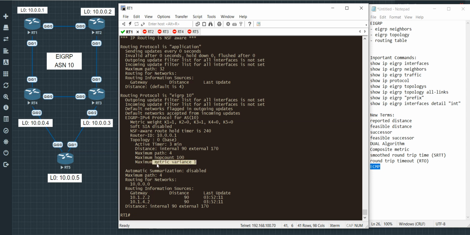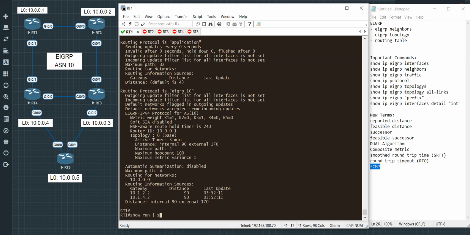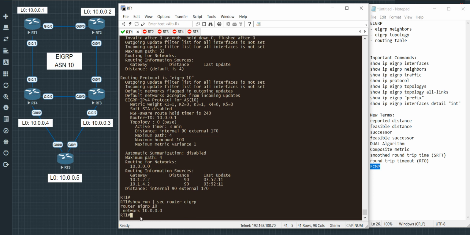The maximum metric variance value in this case by default is 1. And so we'll be looking at this particular value in more detail here in a few minutes. The information here below, this particular routing for networks, basically refers to the information that we have provided EIGRP when we configure the network command. So if we were to have other networks here, they would show up in this particular section.